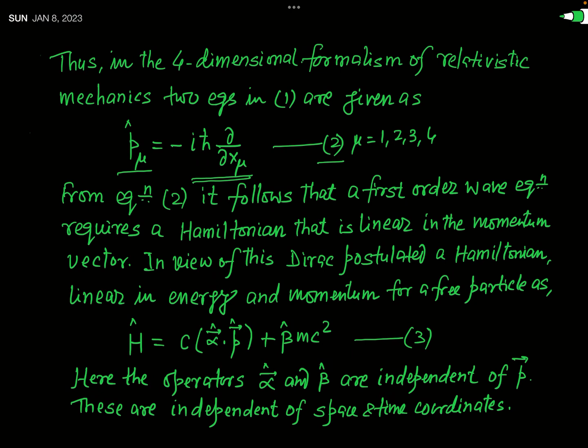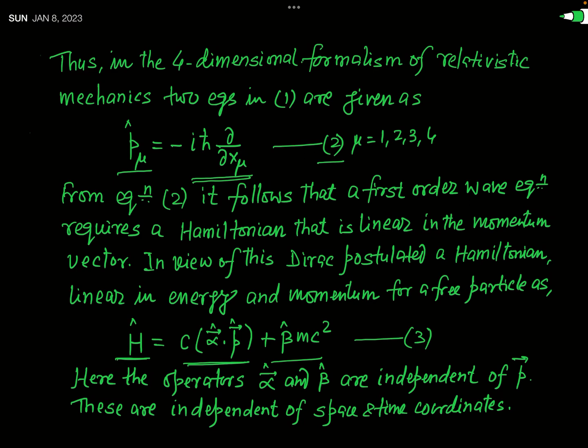So to find a Hamiltonian which is in fact linear in momentum vector, Dirac postulated that the Hamiltonian of a free particle may be defined like this: H hat equal to c times alpha hat dot p plus beta m c square. You can see in this case this Hamiltonian is a linear function of p, or you can say this Hamiltonian is linearly related with the momentum vector p.